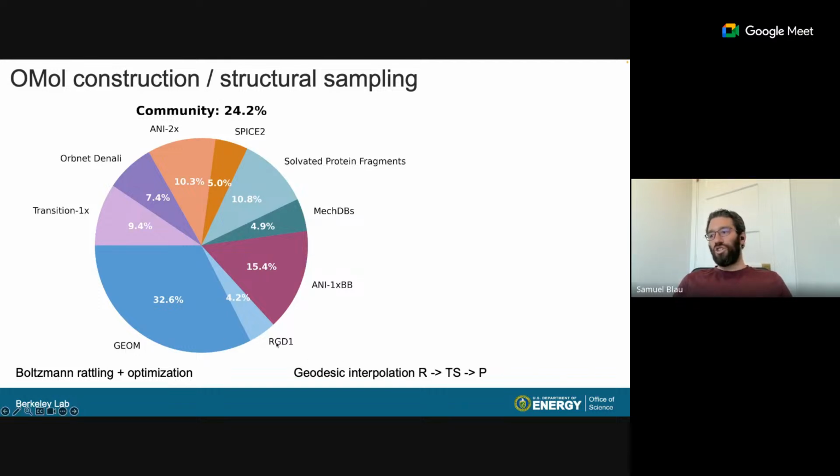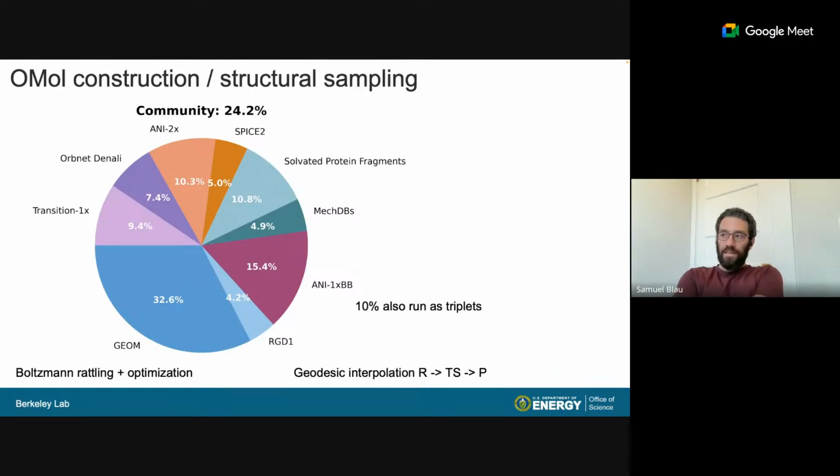We took the RGD1 data set from Brett Savoie's group at Notre Dame. These are reactant, transition state, product trios. And we did this interpolation from reactant to transition state to product. So for each of the 120,000 reactions, we generate 18 snapshots along this reaction path. Capturing reactive geometries where bonds are in the midst of breaking and forming is central to ensuring that our machine learning potentials will be able to capture real reactive chemistry.